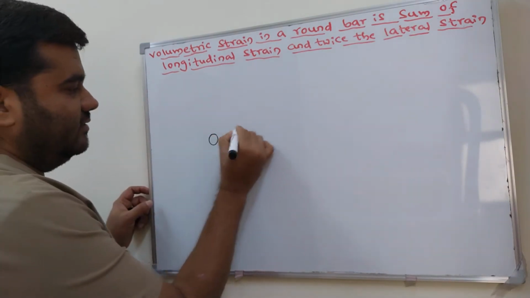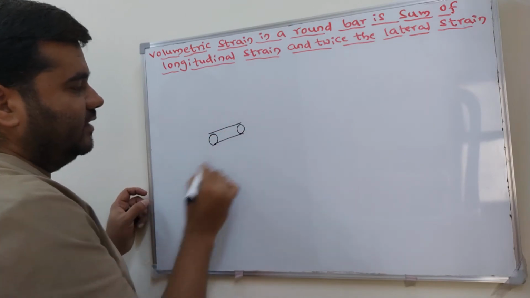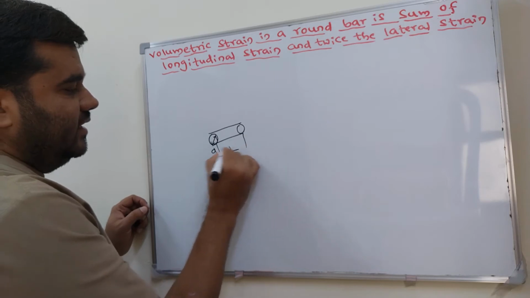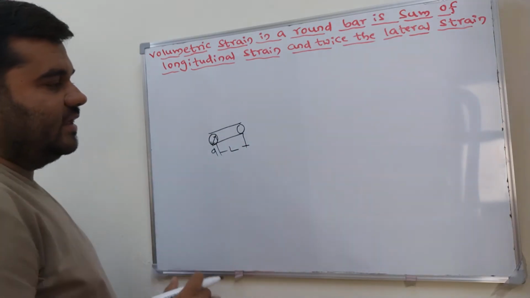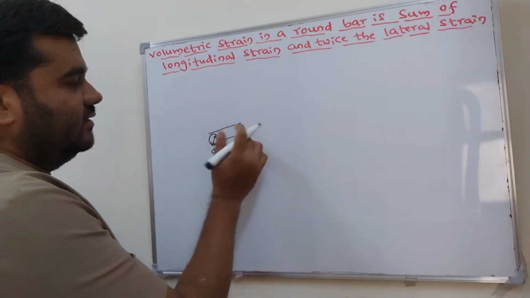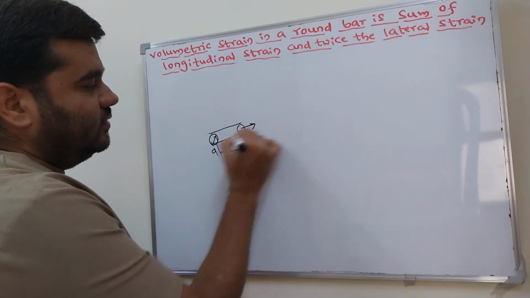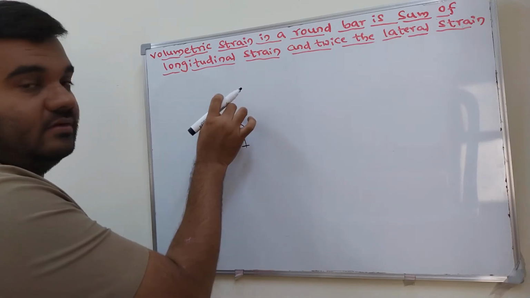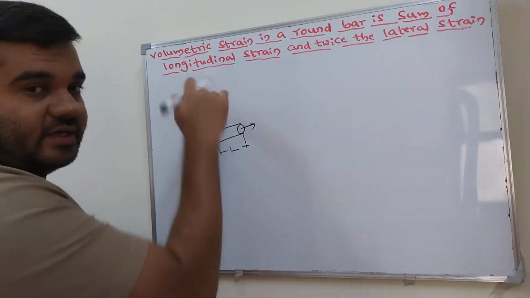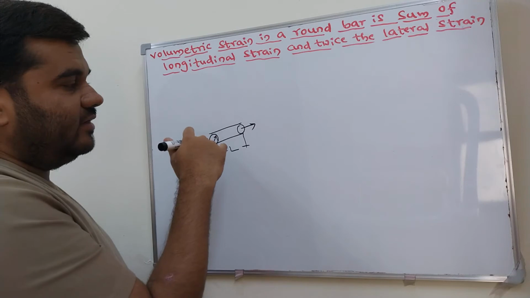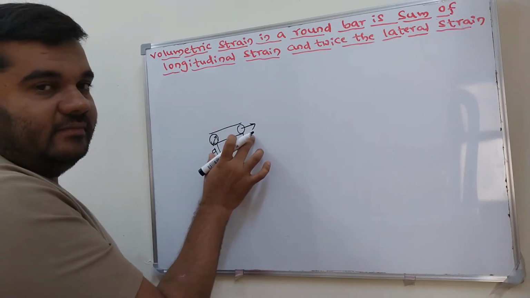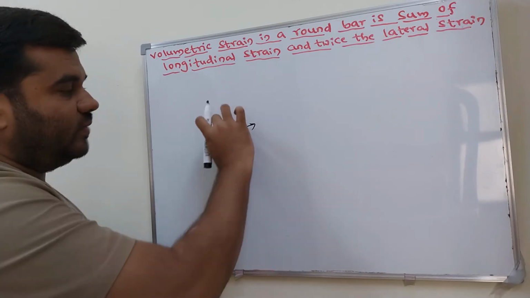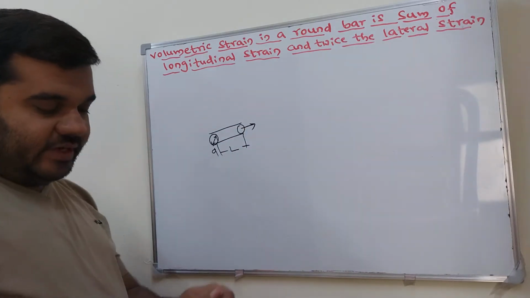We know that if a solid bar has diameter D and length L, we have two types of strains. One is longitudinal strain due to the length, and one is lateral strain due to the diameter. So we need to prove that the total strain or volumetric strain is equal to the sum of the longitudinal strain and twice the lateral strain. That we need to derive here.